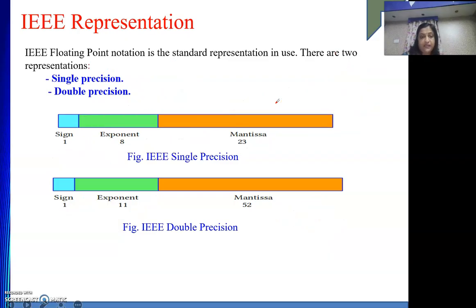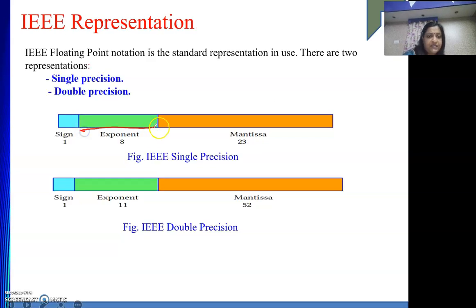Next I am going to explain how this exponent, mantissa and all are going to be stored. See here, exponent is 8 bits.